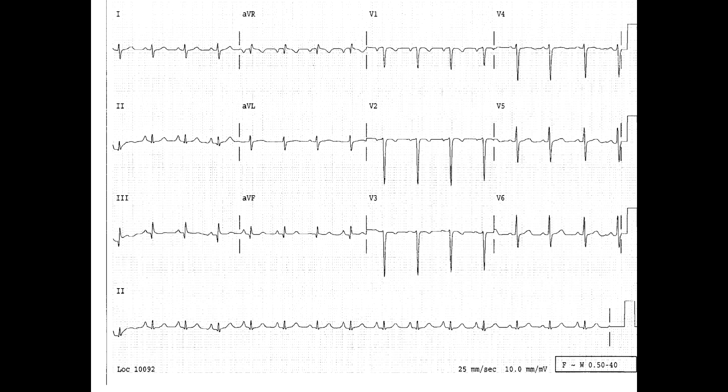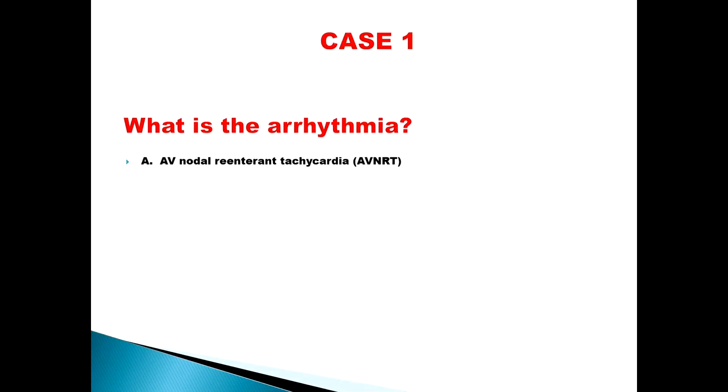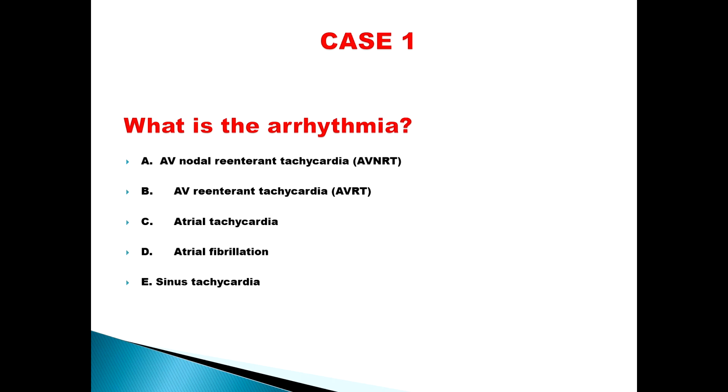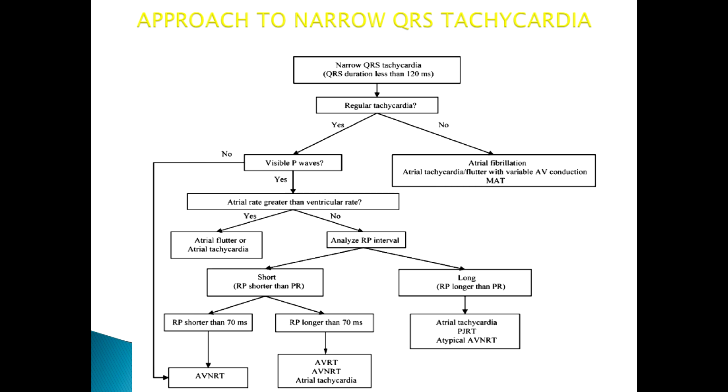Although even manifest pre-excitation is not always present. Sometimes retrograde activation can occur in AVRT and you can get a normal ECG even in AVRT. But if it is a normal ECG with that pattern, then it is AVNRT. So what is the arrhythmia? AVNRT, AVRT, atrial tachycardia, atrial fibrillation or sinus tachycardia? Sinus tachycardia is ruled out.